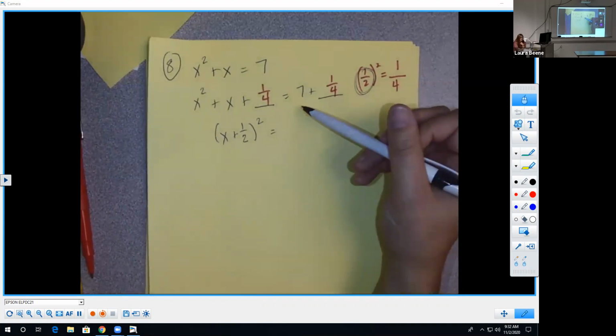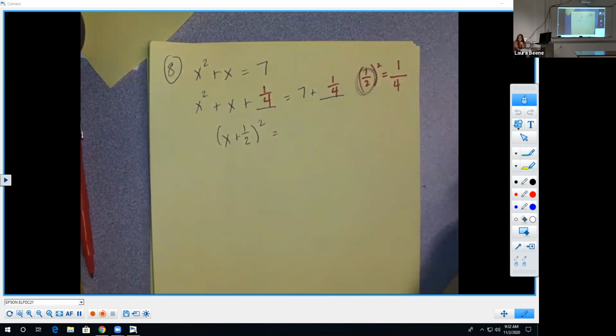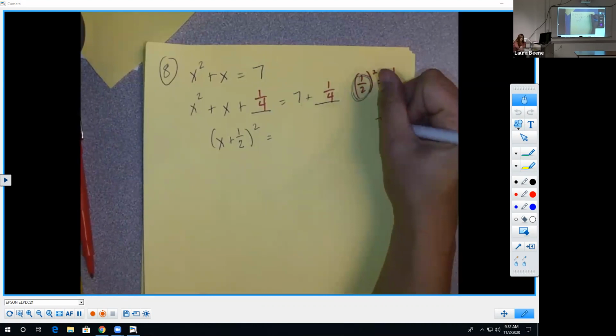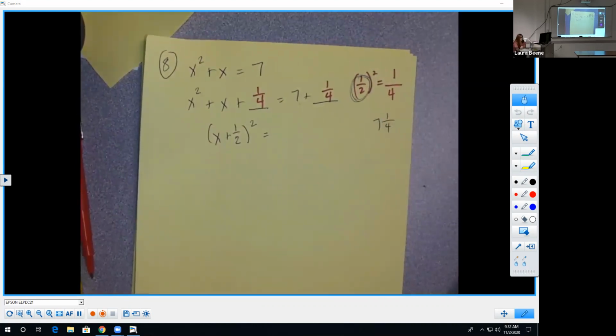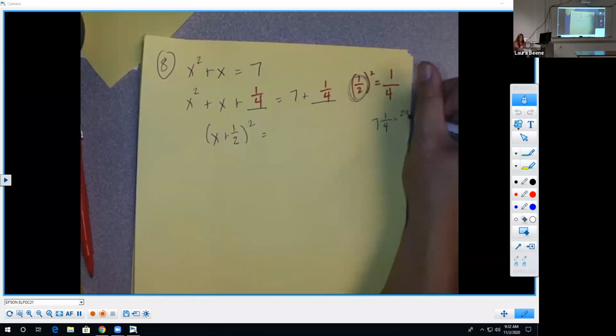You could also just think about it. What is 7 plus 1/4? 7 1/4, right? And then you'd write that as an improper fraction. Do you remember how to write it as an improper fraction? You do 7 times 4 and then add 1 to it. You remember that? 7 times 4 is 28, and 28 plus 1 is 29/4.